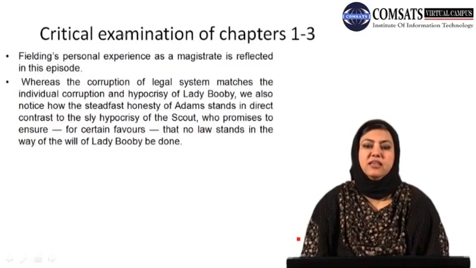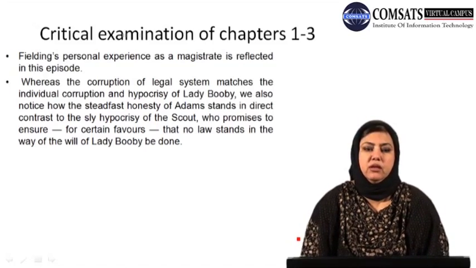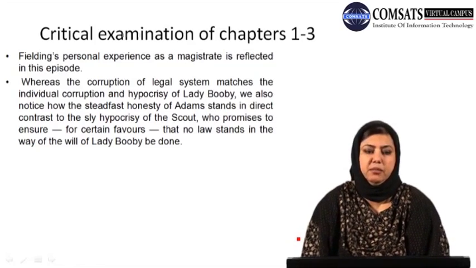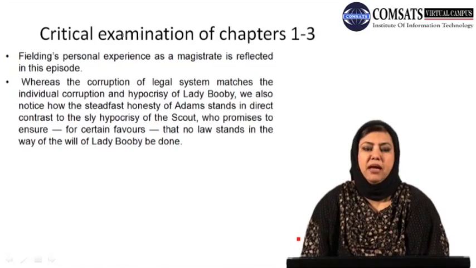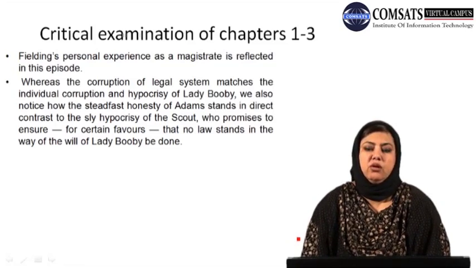Well, dear students, as far as the critical examination of chapters 1 to 3 is concerned, there are some important points that I would still like to share, and that I think are important to be reiterated. Fielding's personal experience as a magistrate is reflected in this whole episode where Lady Booby calls lawyer Scout to seek some legal help. Whereas the corruption of the legal system matches the individual corruption and hypocrisy of Lady Booby, we also notice how the steadfast honesty of Adams stands in direct contrast to the sly hypocrisy of Scout, who promises to ensure for certain favors that no law stands in the way of the will of Lady Booby being done.